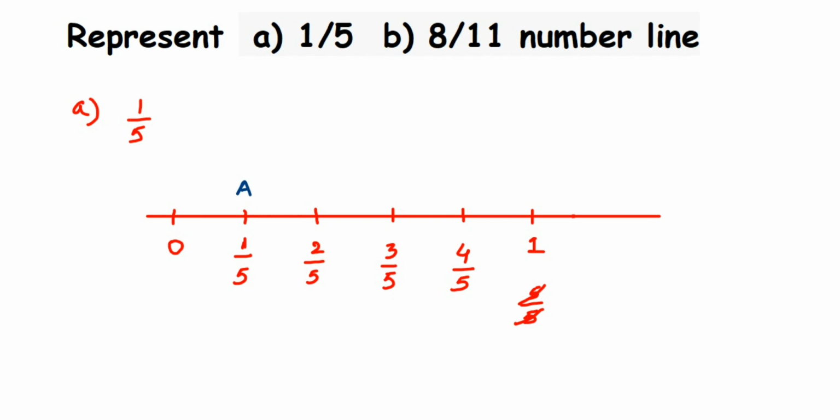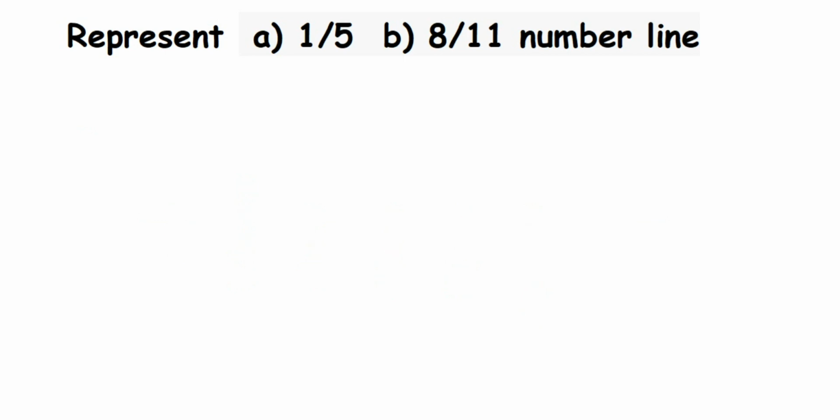The same thing you have to do for the 8 by 11 also. Just check the denominator and make that many equal parts between each number, and that's it. You'll get the answer. So first question is over. Let's move on to the second one. So the second question we have here is 8 by 11.